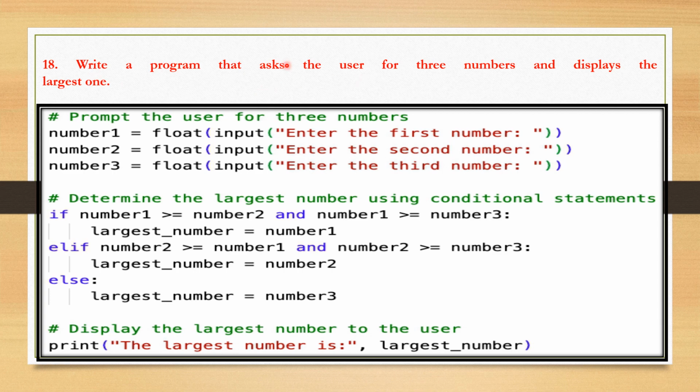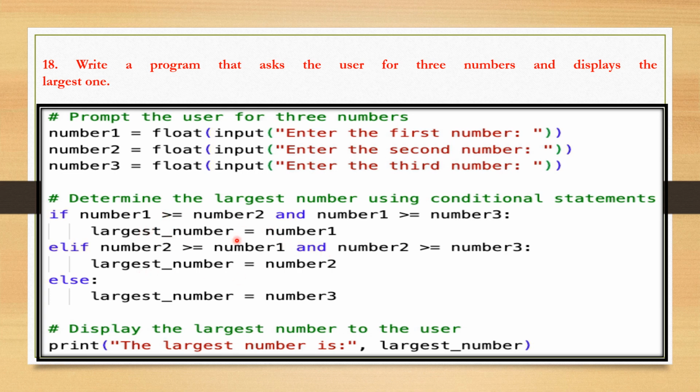The next program is to ask the user for three numbers and display the largest one. Here we will prompt the user to enter all three numbers. After obtaining the numbers, we use if else statements to compare them and determine which one is bigger. In the first if condition, we check if number 1 is greater than number 2. If true, we print the message first number is bigger.